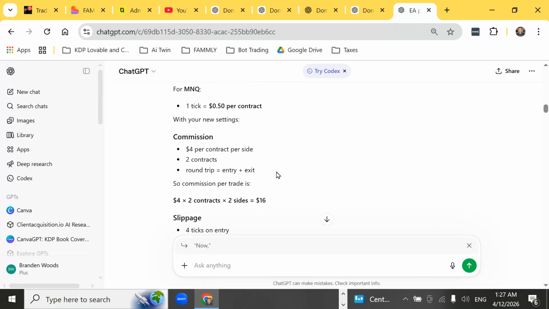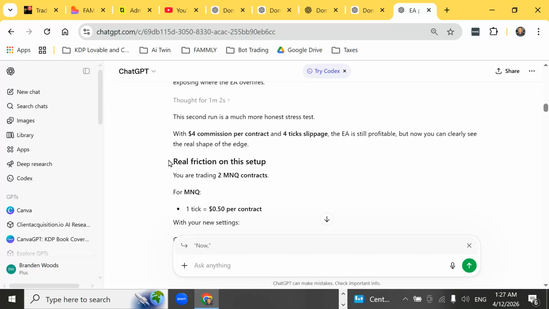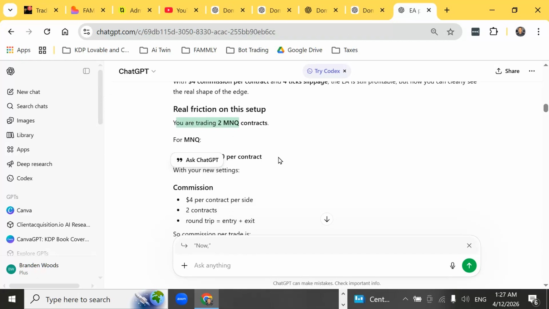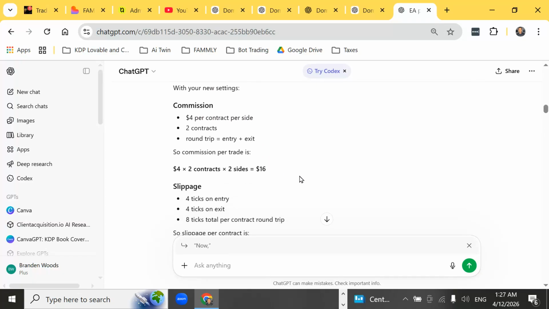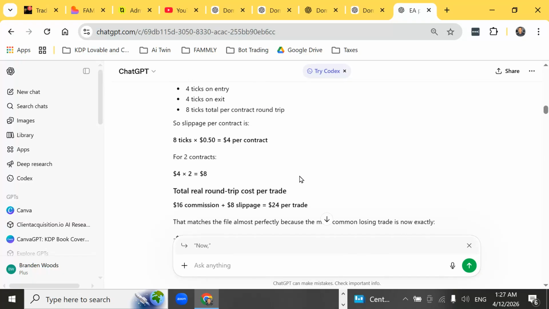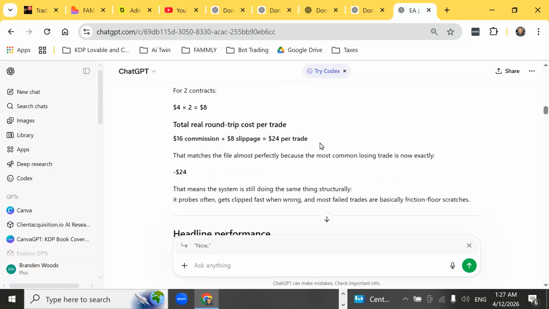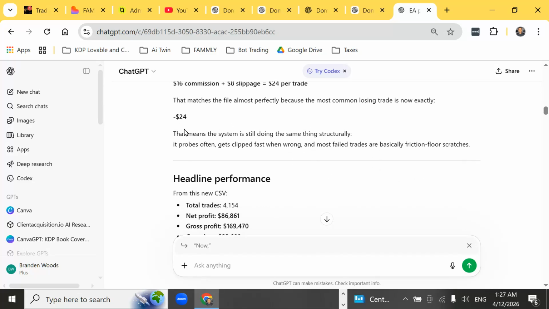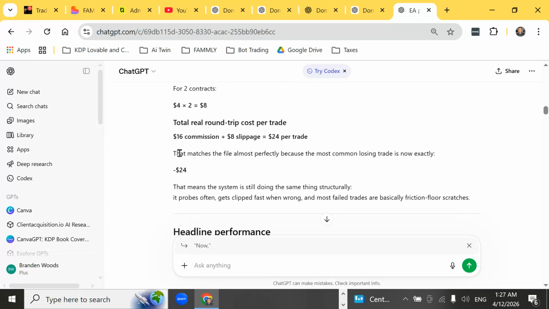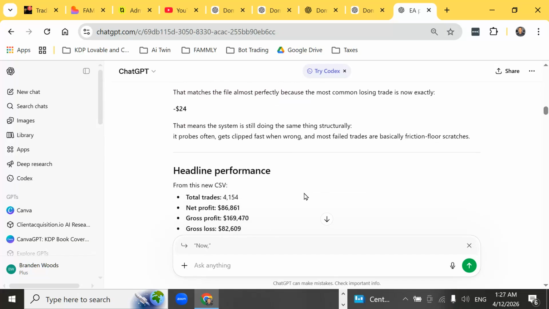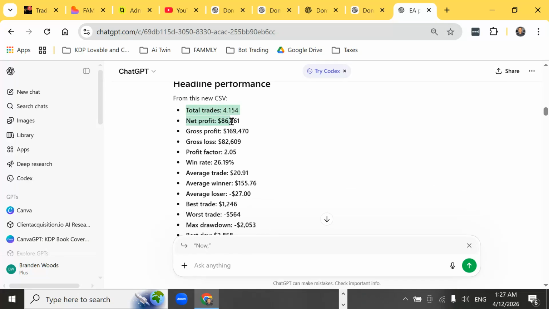like it says right here, real friction on this setup. 2 contracts, 1 tick, 50 cents per contract, commission, slippage, round trip costs, is calculating everything. That means your system is still doing the same thing structurally. That matches the file almost perfectly. And these were the numbers.